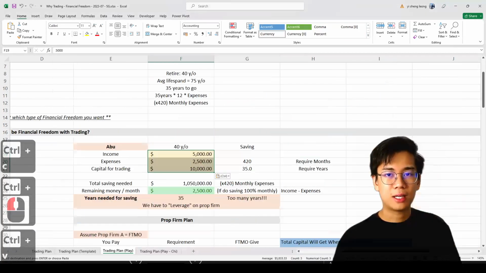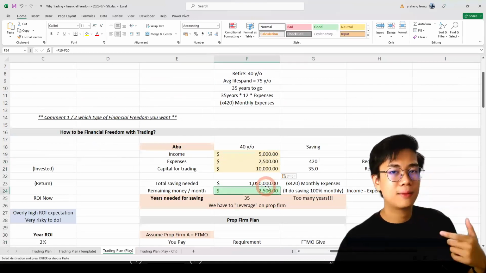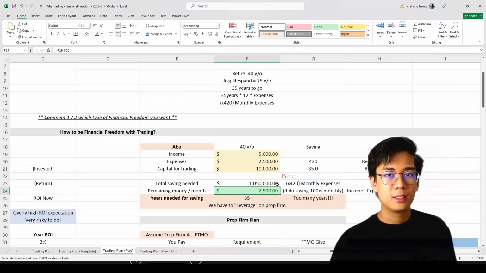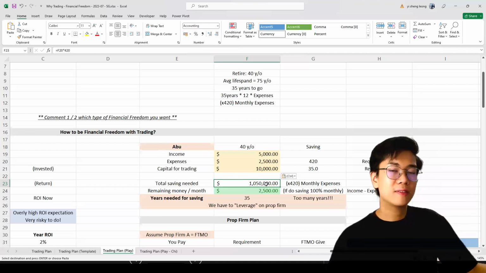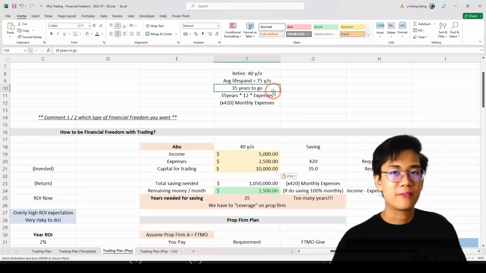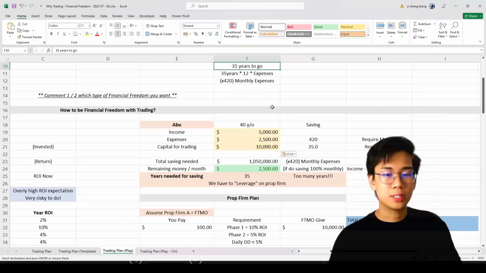Alright? Whatever you trade, you save it. But how much can you save? Let's say that every single month you can generate about 2,005 Sing dollar. You need to save around 1 million Sing dollar in order to survive for the next 35 years without needing to work anymore. 35 years to save and then another 35 years to survive. Cannot be as well. Alright, too many years and too long as well.